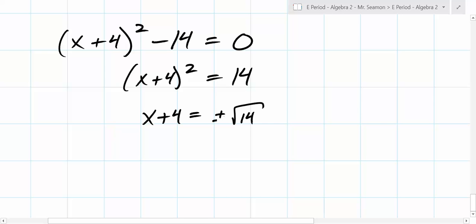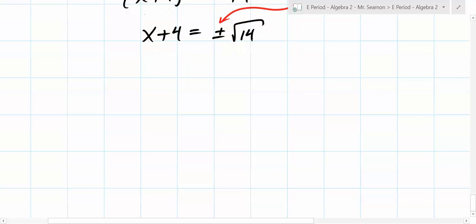Yeah, it's plus or minus. This is really important. Everybody see the plus or minus there? If I have x squared equals 9, what's one possible answer? 3. What's also an answer? Negative 3. So when you actually take a square root, you have to add in plus or minus.